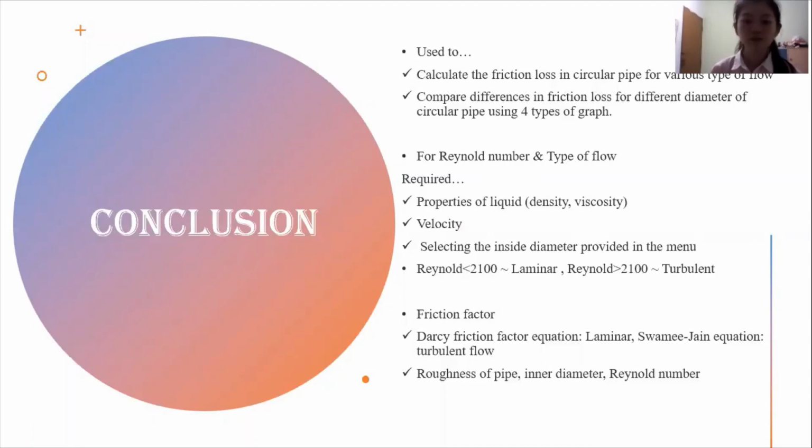A Reynolds number less than or equal to 2100 indicates laminar flow, whereas a Reynolds number greater than 2100 indicates turbulent flow. For determination of friction factor, the Darcy friction factor equation will be used for laminar flow, while the Swamee-Jain equation is used for turbulent flow, with the values from roughness of pipe, inner diameter as well as Reynolds number.